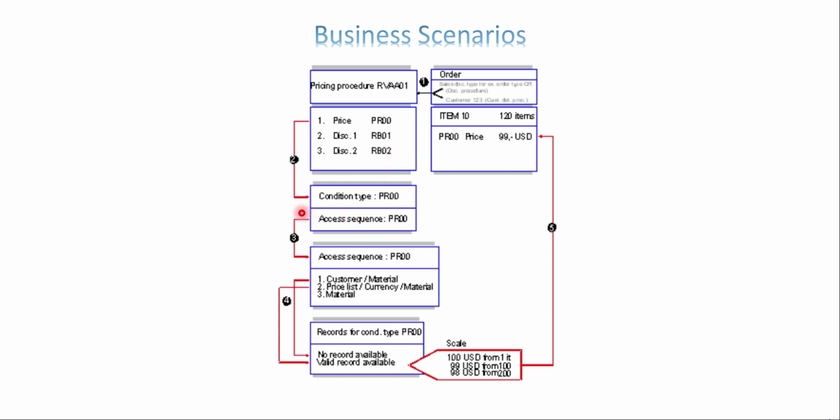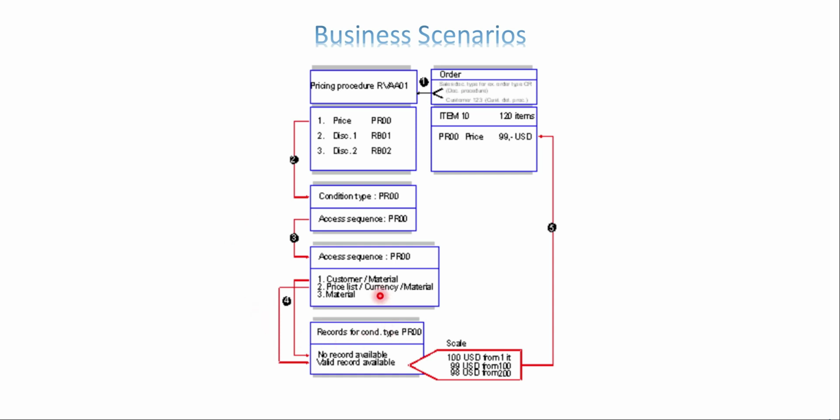And there is also an access sequence in place. In one of my scenarios, I want to give a condition only based on the material, so that access sequence has only material. Another sequence is material and customer, or material, customer, and quantity. These are the parameters which determine the pricing conditions, and we call them the access sequence. If you know the terminology, then it could be quite easy to understand the BAPI.